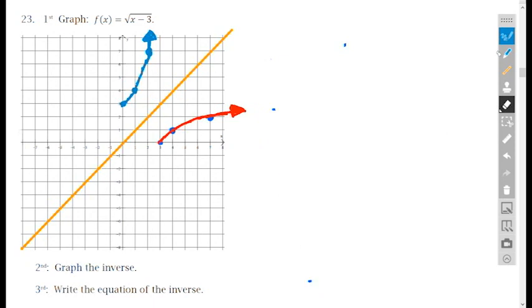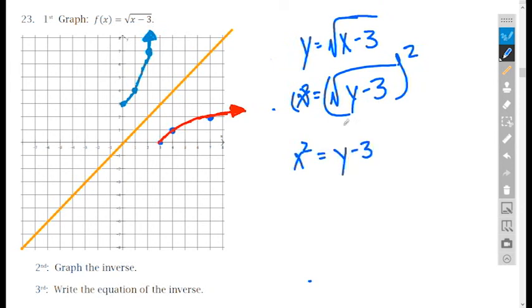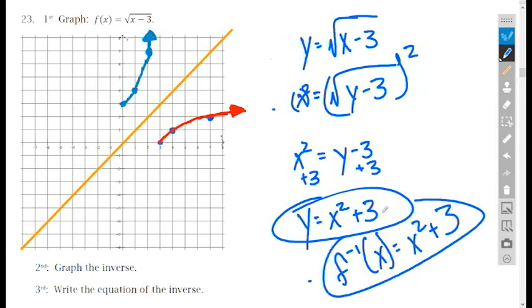To write the equation for the inverse function, we write the equation y equals the square root of x minus 3, and then we write it again, but we switch the x and y, so x is equal to the square root of y minus 3. And then we solve this for y. So first we square both sides, so we get x squared is equal to y minus 3, and then we add 3 to both sides, so we get y is equal to x squared plus 3. And then we rename it so that it's the inverse function. So the inverse function is x squared plus 3.